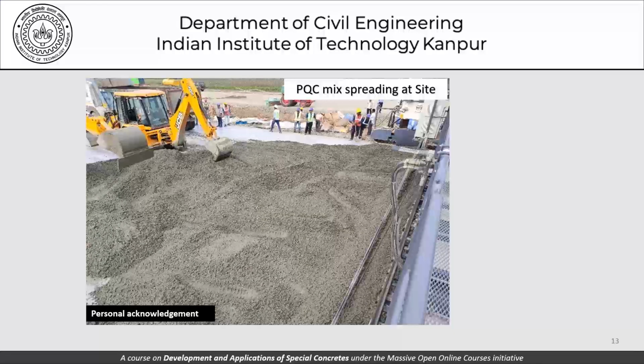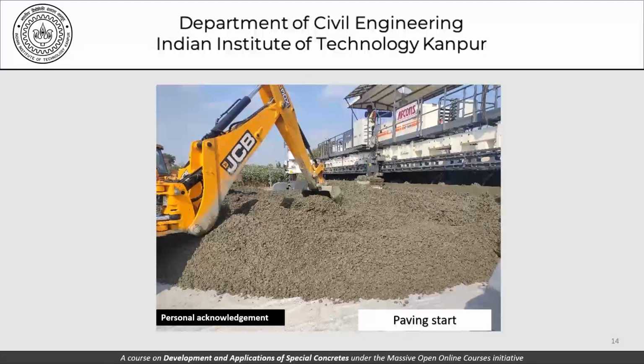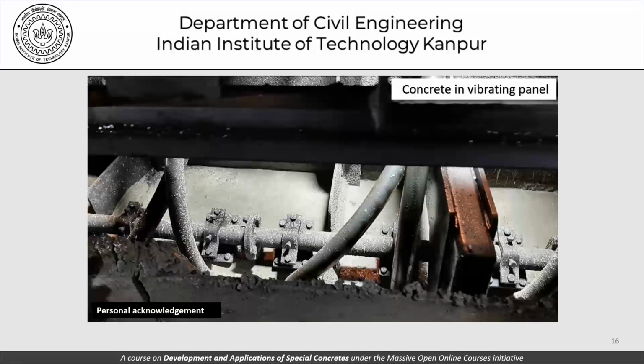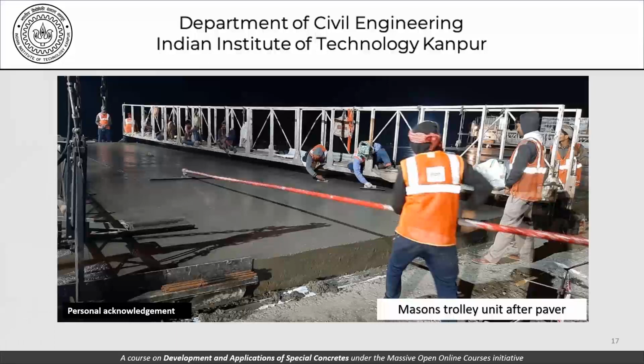Sticking with PQC, this is the start of paving using an automatic paving machine, a paver. This is the paver machine, backside of it when it is not operational. This is how the concrete is being vibrated using the vibrators in the paving machine itself. So there is this large panel of vibrators, and as the paver moves, the concrete is vibrated along with the movement. This is how it is being finished using a trolley on which you can see the masons doing the finishing works.